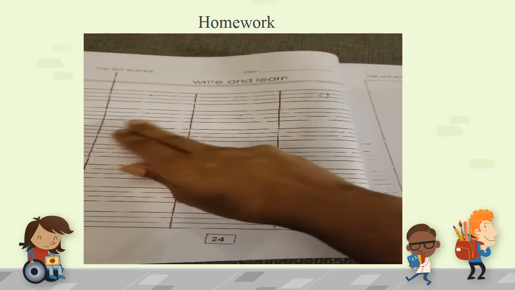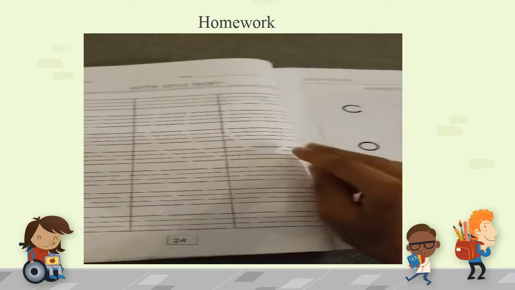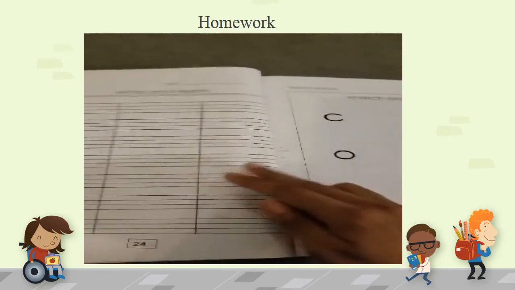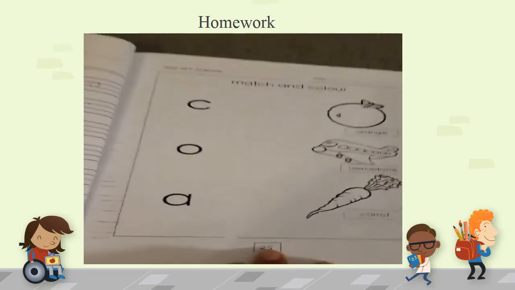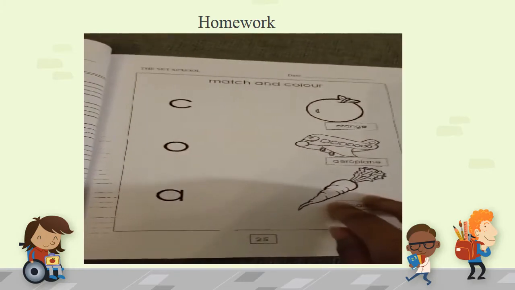K is curvy. Here you will write o sound. O goes round and round. And here you're going to write a sound. Make k go up and come down. Then you have some pictures here and sounds here, so you're going to match and color.